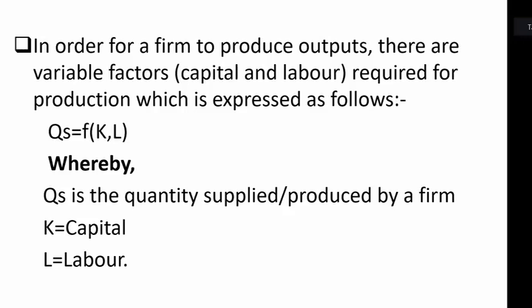So this is just a simple function. Production is a function of capital, land. Of course, there are other factors, but this is just an expression. That means production, or Q, is a function of capital, where K means capital. We need the capital in order to produce, right? Also, you need labor. That's how it is, right?